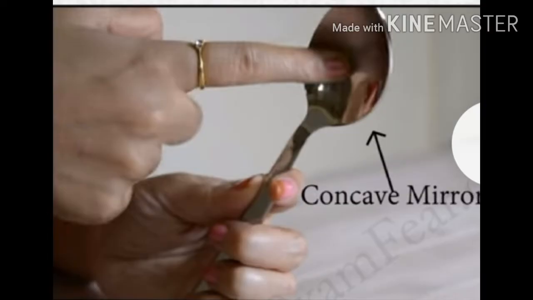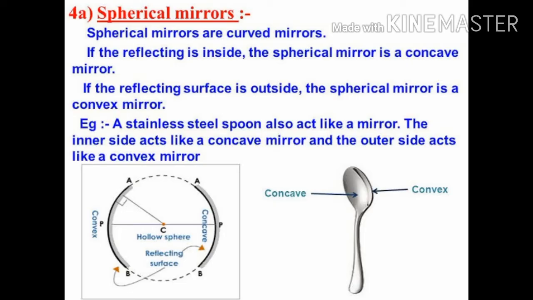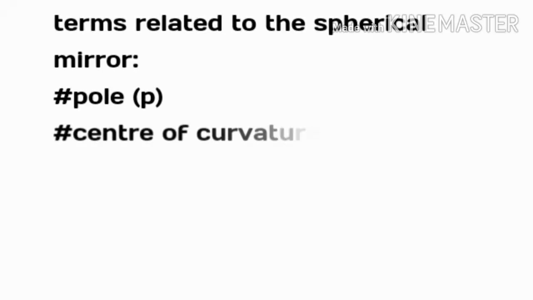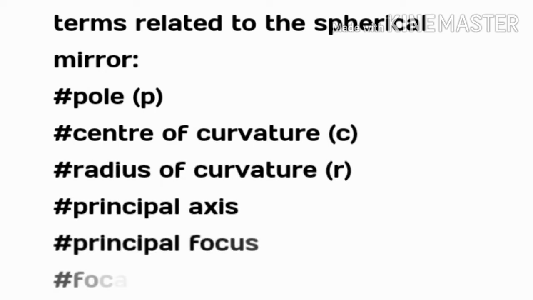If the reflecting surface is curved outward or bulged outward, then that is a convex mirror. And if the reflecting surface is curved inward or bulged inward, then that is a concave mirror. Okay, next we have to consider certain terms related to these spherical mirrors. Mainly we have to consider a few important terms.